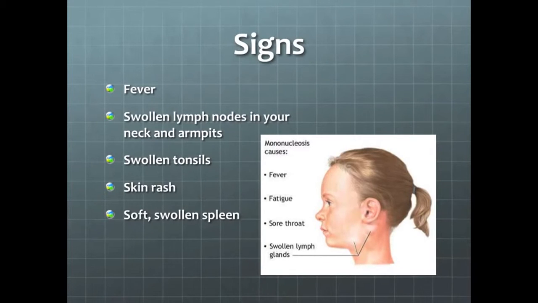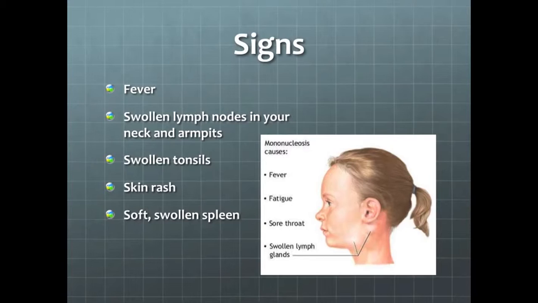There are many different signs and symptoms that you can have or show when you have mononucleosis. We're going to start with the signs, and you can see a picture there to show you where some of the things would be located if you're not familiar with that. The first sign that you could have would be a fever. This could be a low fever or a high fever. There's no set range that it would fall under, just any kind of fever.